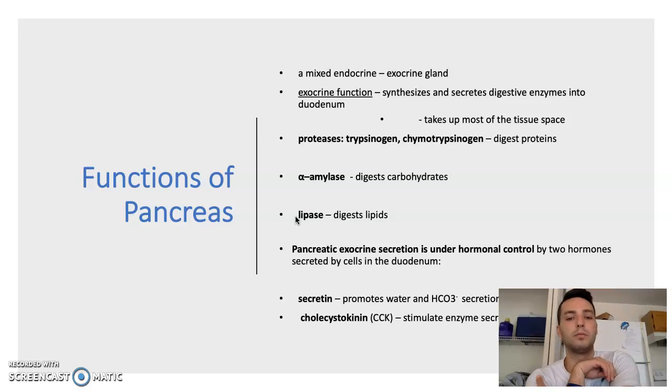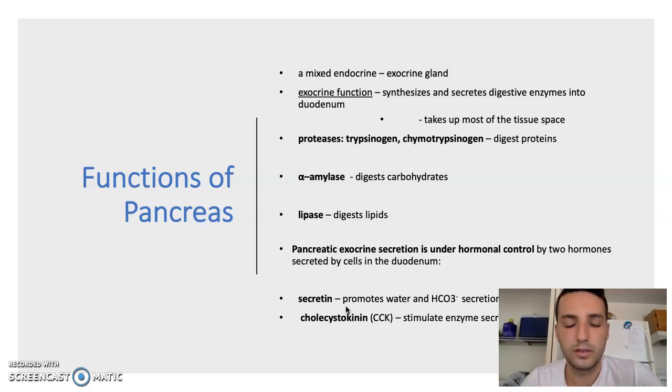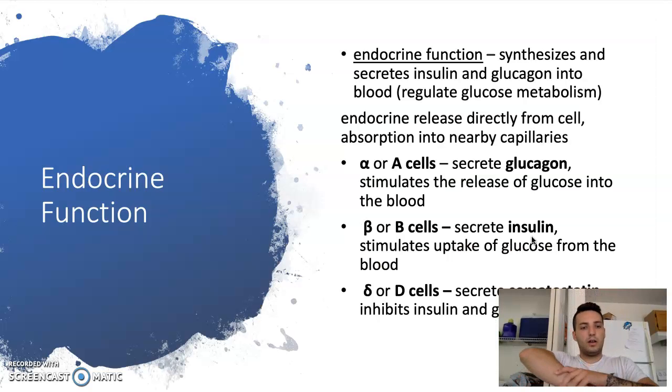As you can probably realize, pancreatic exocrine secretion is under hormonal control. The hormones that stimulate the secretion of the digestive enzymes are secretin and cholecystokinin. CCK is the direct stimulation of the enzyme secretion, whereas secretin promotes water and bicarbonate secretion to assist in digestion as well. So here is the endocrine function of the pancreas.